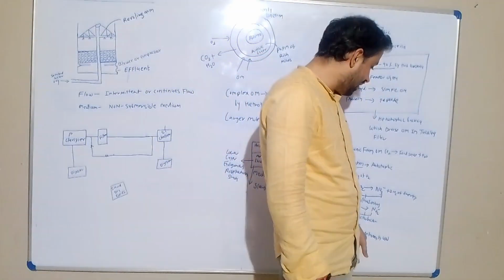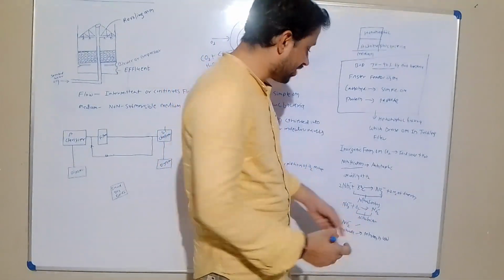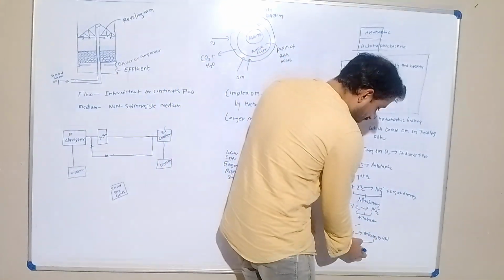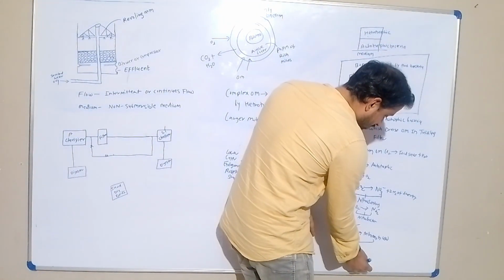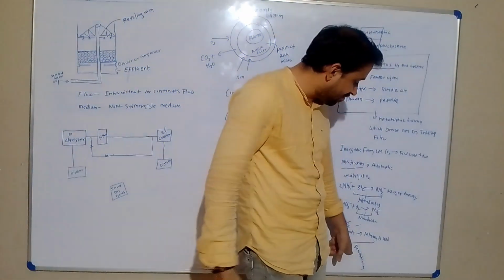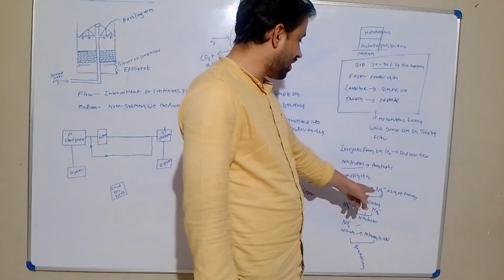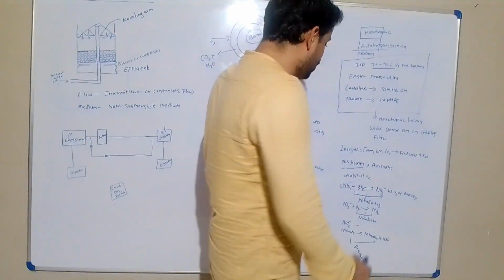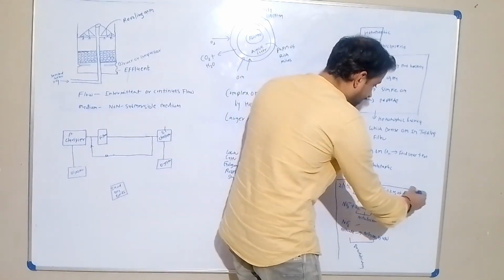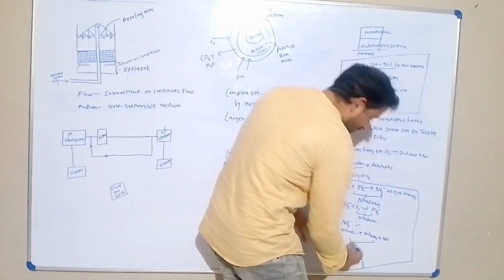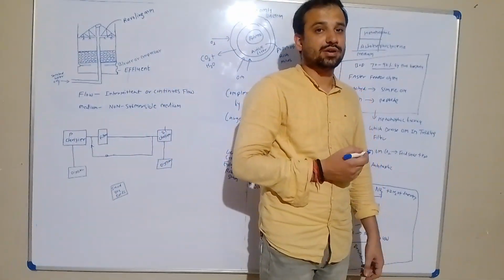This nitrate is converted into nitrogen in the wastewater by the denitrification process. So by denitrification, nitrate is converted into nitrogen. Ammonia is converted into nitrite, nitrite to nitrate, and then nitrogen. This is the nitrification process which is taking place in the trickling filter.